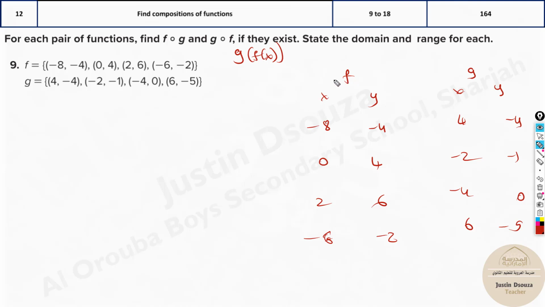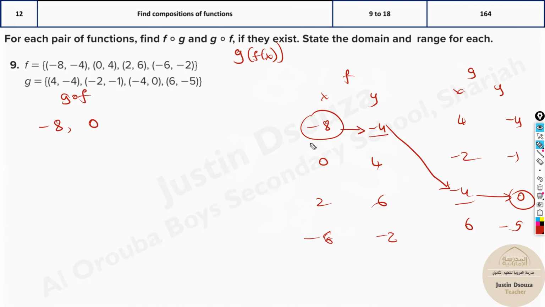We have to input f of x. This is minus 8. What is the answer? It is minus 4. Is there minus 4? Yes, there is a domain over here. Minus 4 is there. What is the answer? 0. So for the domain, one coordinate, minus 8 is 0. This is what? For f composed of, sorry, not f composed of g, it's g composed of f. So over here we have g composed of f.